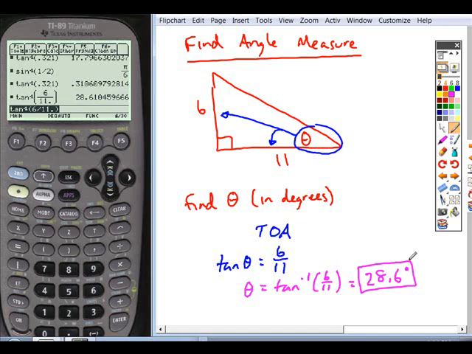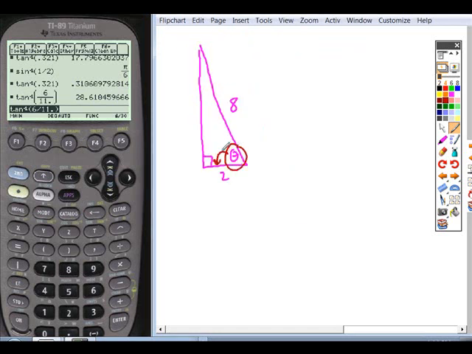We have an angle. We have an adjacent side and hypotenuse. Adjacent hypotenuse is the cosine ratio. So the ratio we can set up is the cosine of theta is equal to adjacent 2 over hypotenuse 8. If you wanted, you could reduce this. Okay? It's okay to reduce it. I'm just going to leave it for right now.